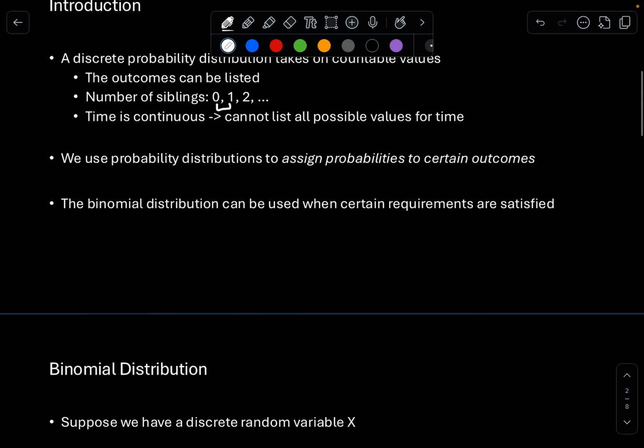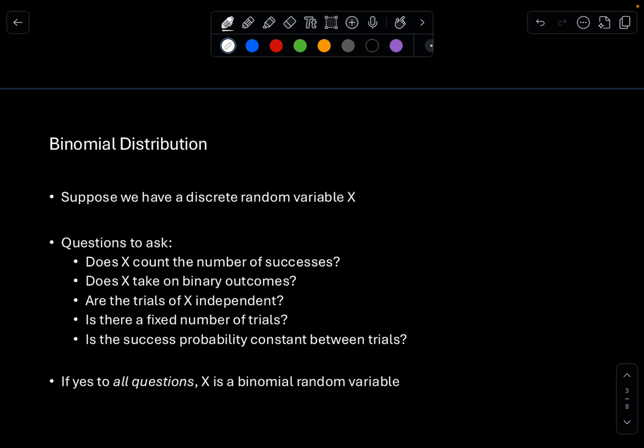Okay. With the binomial distribution, we need to have some requirements met. X needs to be discrete, so that is just the random variable, X. Does X count the number of successes? We need to count successes. X needs to take on binary outcomes.